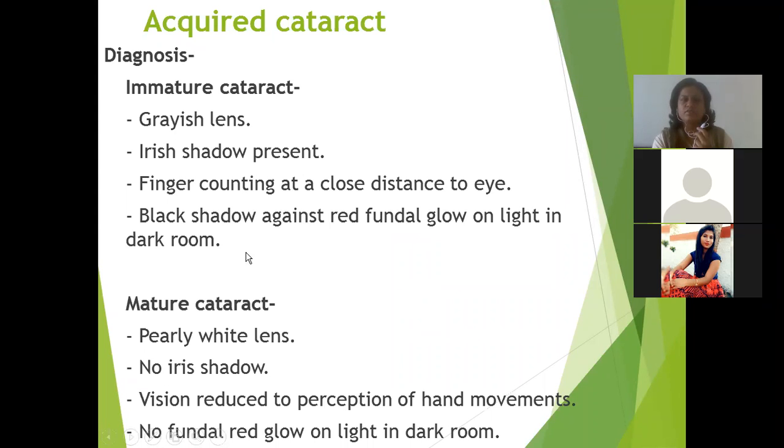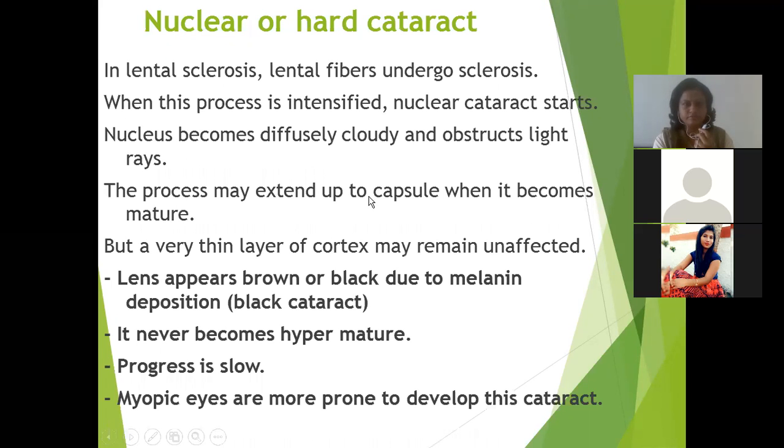Then the diagnosis. In immature cataract, the lens is seen as grayish, iris shadow is present, finger counting is possible at a close distance to the eye, and there is a black shadow against the red fundal glow on the light in the dark. And in mature cataract, there is a pearly white lens, no iris shadow, vision is reduced to perception of hand movement, and there is no red fundal glow on light in a dark room.